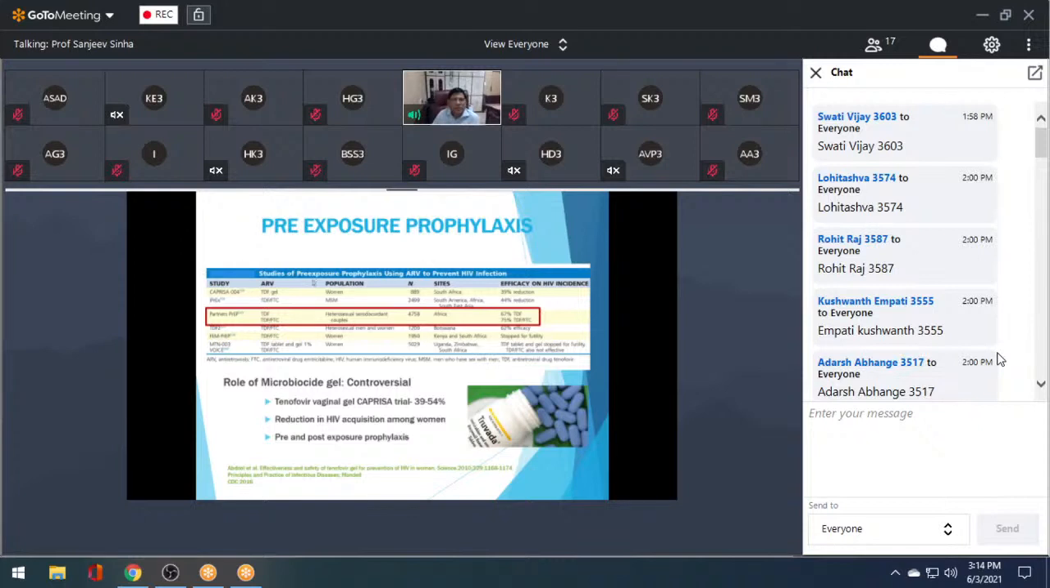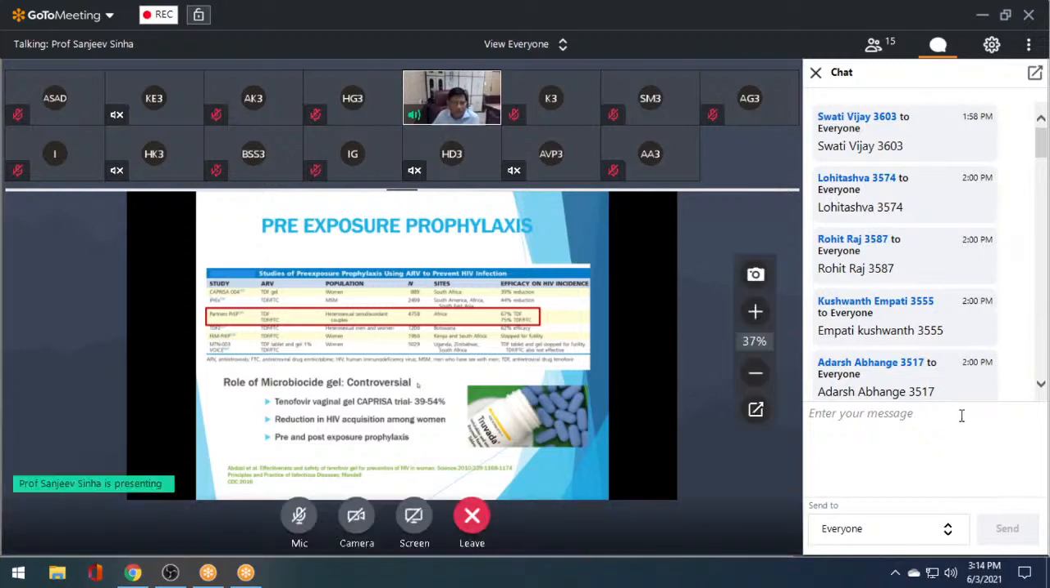So there are different kinds of studies that have been done for pre-exposure prophylaxis using antivirals to prevent HIV infection, and the most common is the Partners PrEP regimen, which is a combination of tenofovir and FTC in one arm, and another arm is tenofovir only. They found a significant improvement in the patients who were having the combination of the drugs.